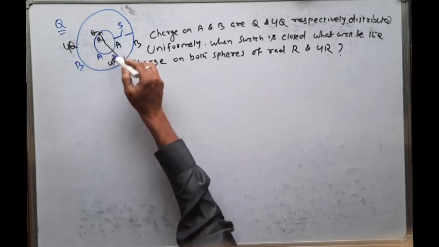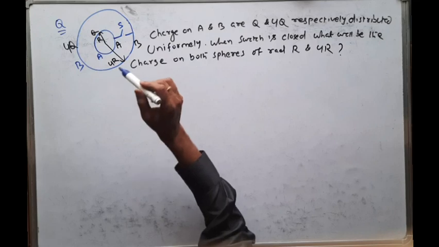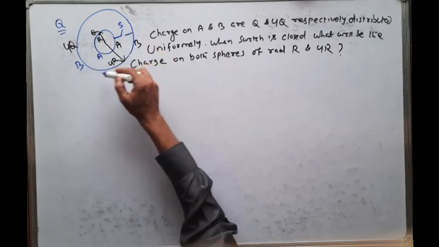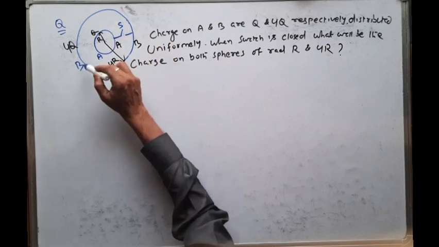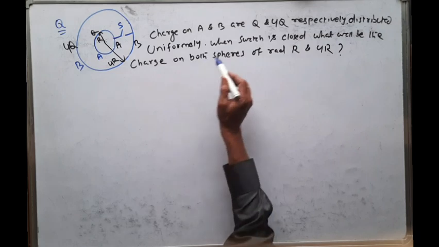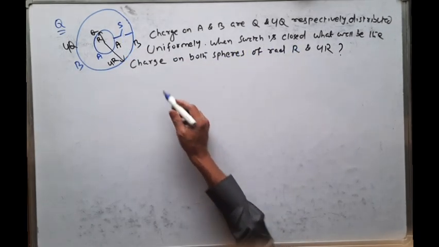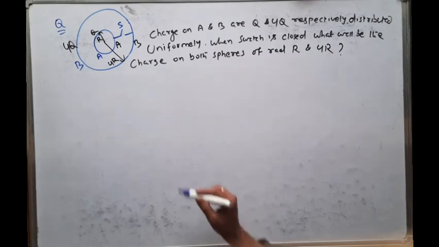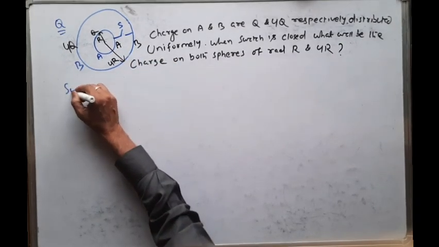On the A sphere, the charge distributed is Q having radius R, and the outer shell of radius 4R is distributed by a charge of 4Q uniformly. So what will happen? The question is, when the switch is closed, what will be the charge on both spheres of radius R and 4R? Okay, so let us solve this problem.